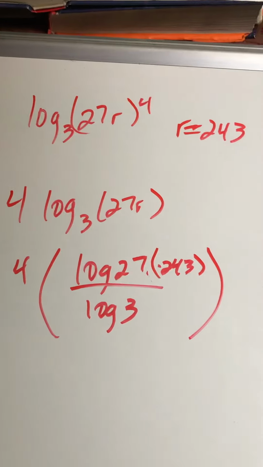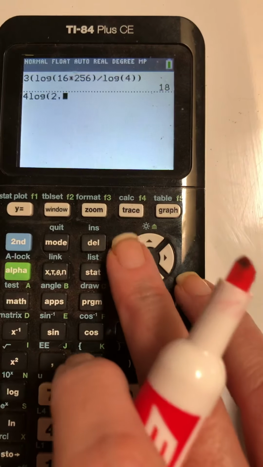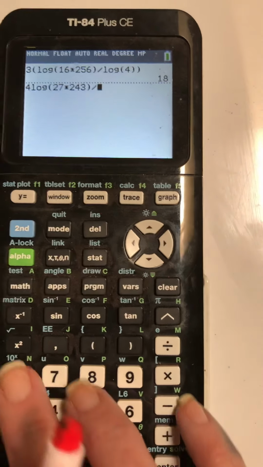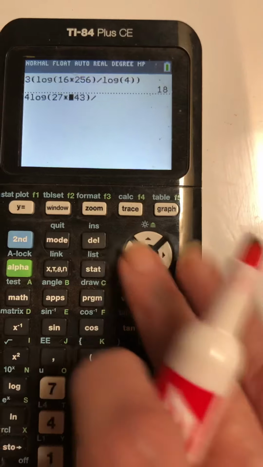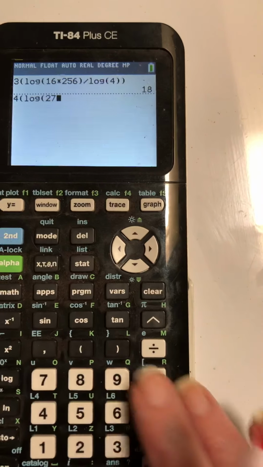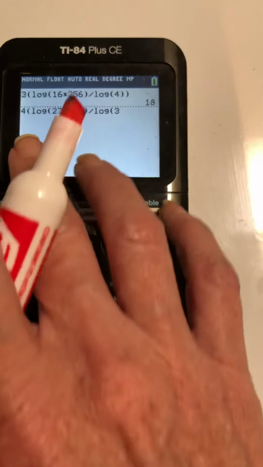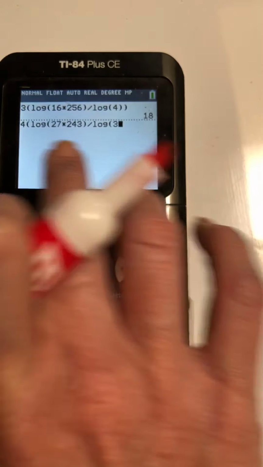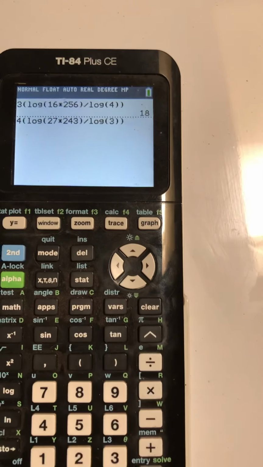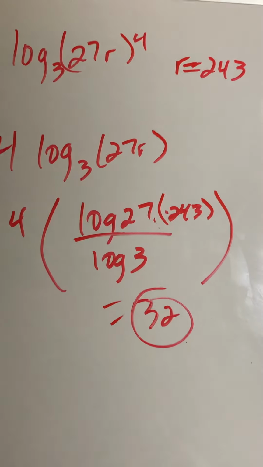And then type it in the calculator. So 4 log 27 times 243, close parentheses, divided by log, yep, I messed up. Let me clear it off. I've got to do 4, parentheses, then log 27 times 243, close parentheses, divided by log 3. Because that 4 has to be an exponent. It has to be distributed to all of this, okay? So you got to make sure you have a big set of parentheses so that it affects everything. And then it equals 32. We're using the change of base formula, okay?